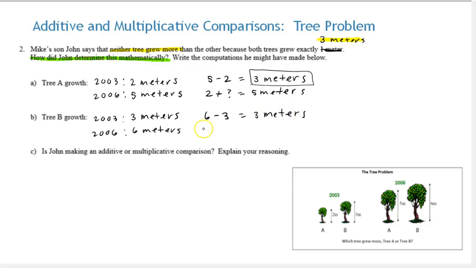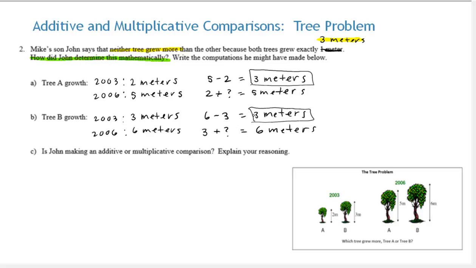Or we can think it started at 3 meters. How much did it grow? How much would you add on to get to the 2006 value of 6 meters? And the result again is 3 meters. Okay? So this may be how you thought about it, which is a completely reasonable way to think about it. They both grew 3 meters.